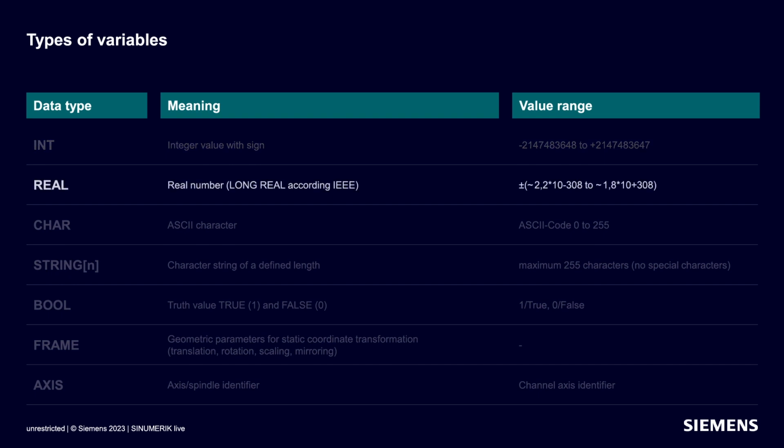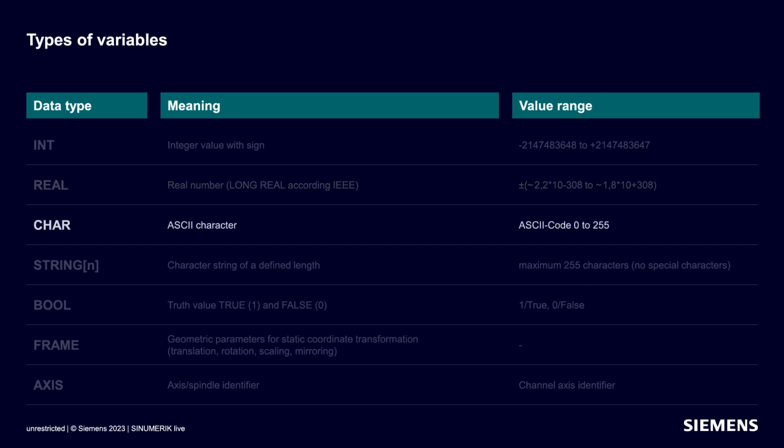Floating point numbers are another important variable type, variables of the type real. At the latest, when we specify machining positions, we need the decimal places to be able to machine precisely to the micrometer. The value range of the 64-bit real variables is more than sufficient in accuracy and size.